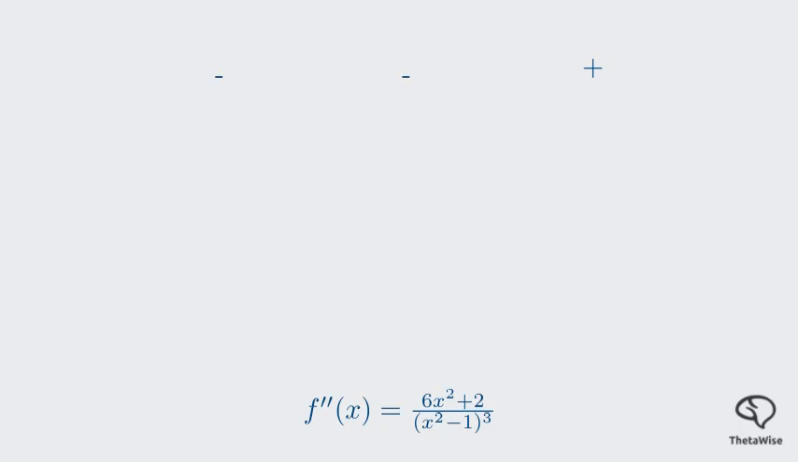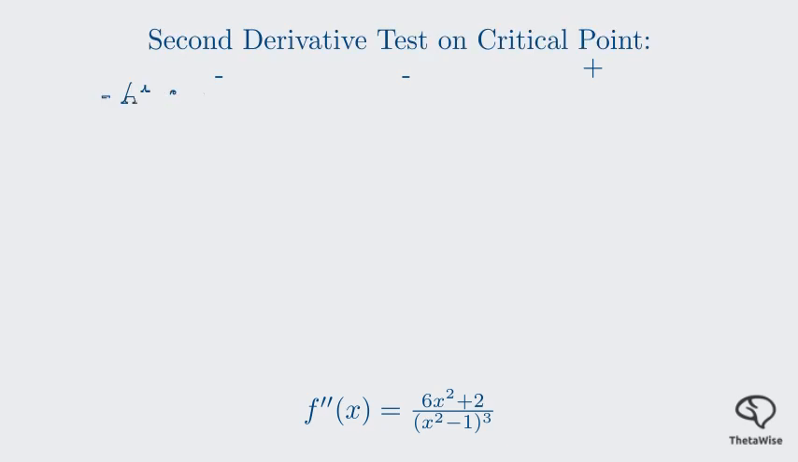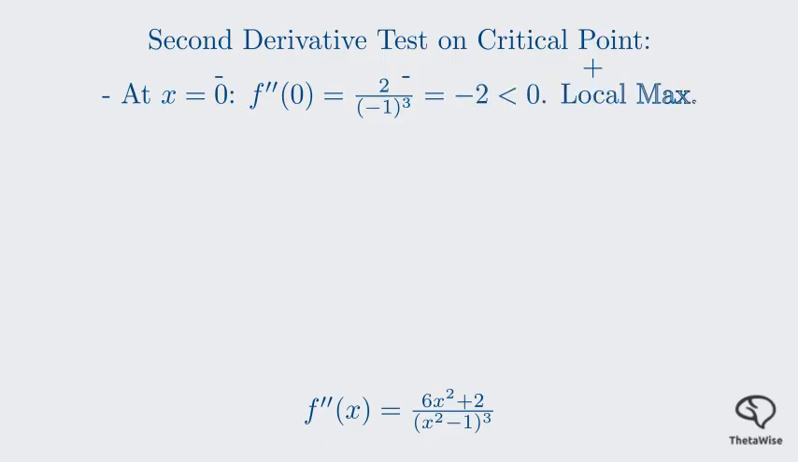Let's use the second derivative test to confirm our local maximum at x equals 0. f double prime of 0 is 2 over -1, which is -2. Since it's negative, we have a local maximum, which confirms our previous finding. We have now analyzed the concavity and confirmed our local extremum. We're ready to sketch the graph. We've gathered all the information for our second example.